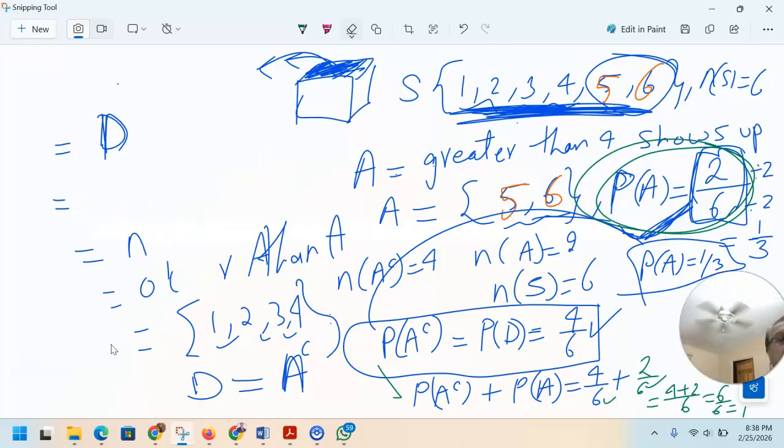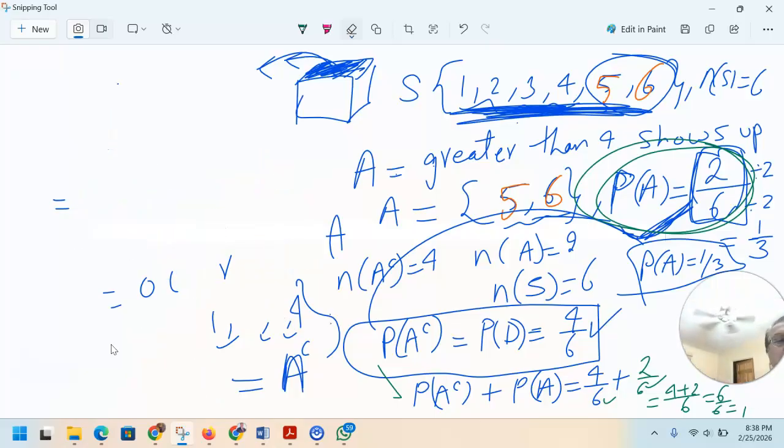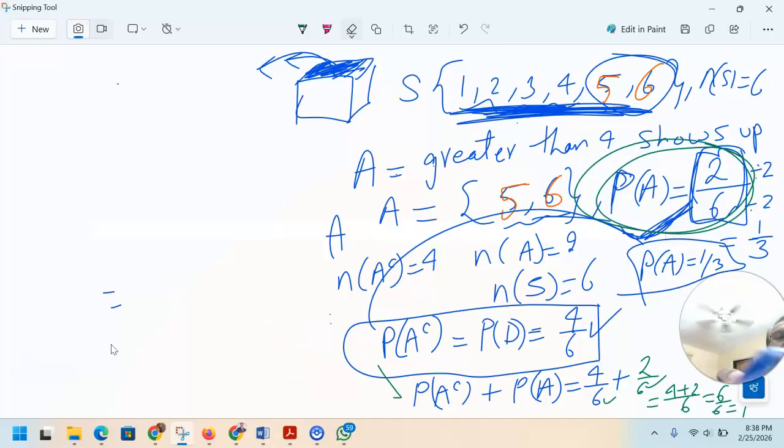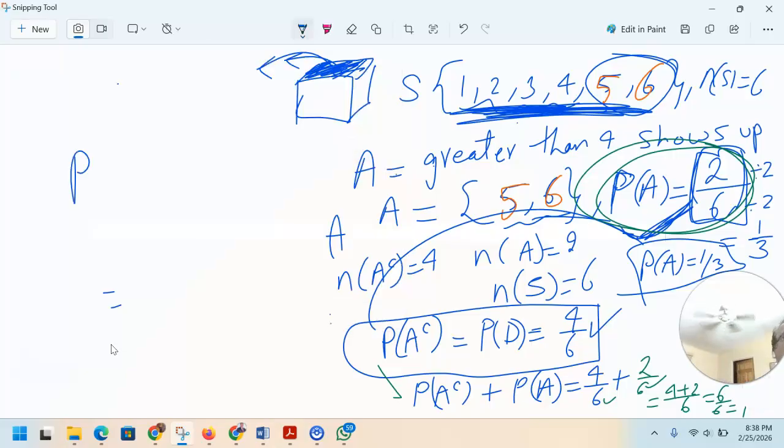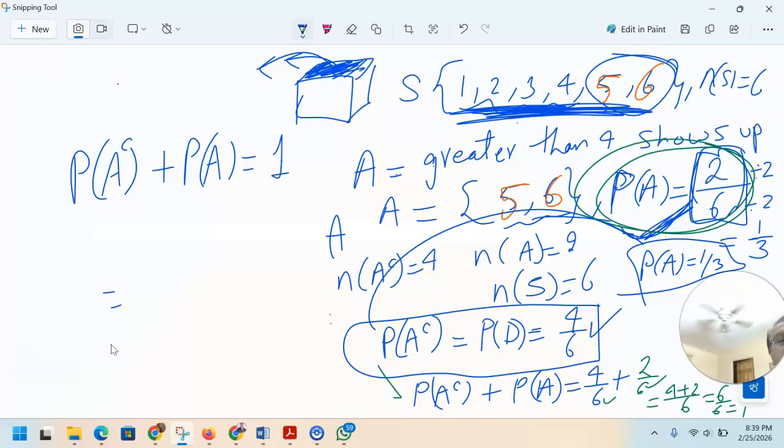Let me write one more time. Even though we take this, I like to show this because I really want you to understand the concept. What we learned is, again, probability of A complement plus probability of A, the answer is always 1. Another way to write it is probability of A complement. In other words, it's like this. I don't know, if we go on and on writing examples, then we get lost.